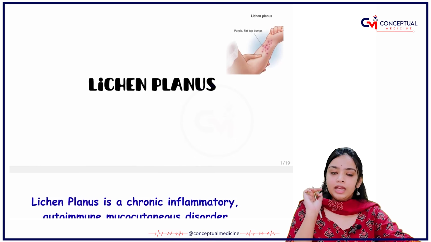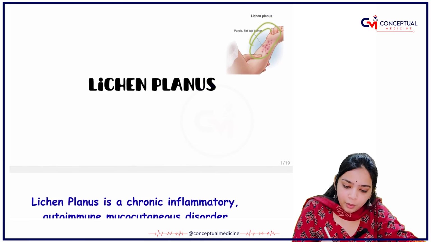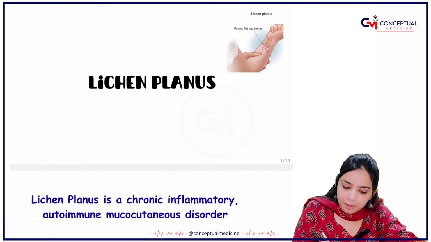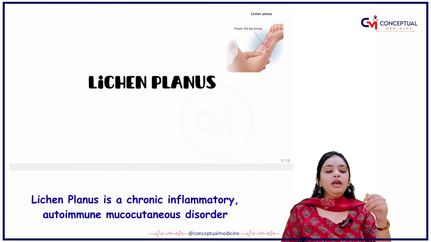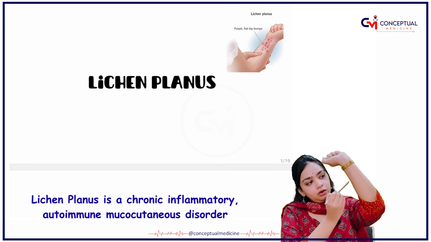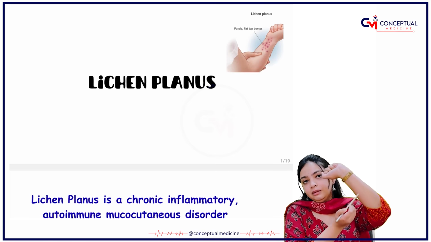Okay, before that, just look at this figure. What is Lichen Planus? It is purple, flat-topped bumps that you are able to see on your hands. Like if this is my hand, then the bumps will be over here. Red, tiny bumps will be there.